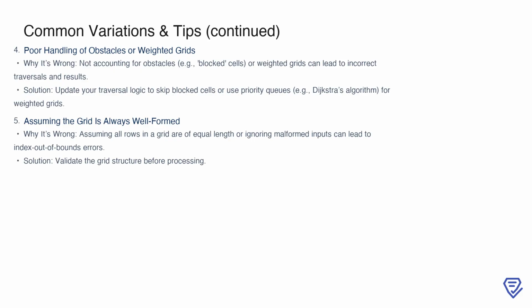Another issue arises when developers assume the grid is always well-formed. For instance, if you assume every row has the same number of columns or fail to check for malformed inputs, you might run into index out-of-bounds errors. To address this, always validate the grid structure before beginning your processing. These checks may seem minor, but they're crucial for building robust and error-free solutions.